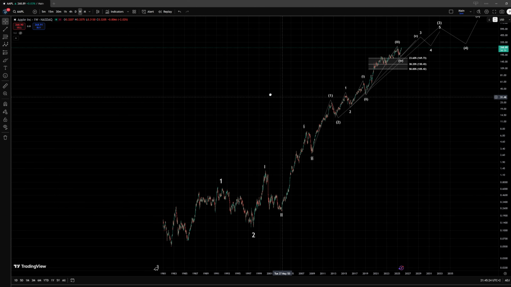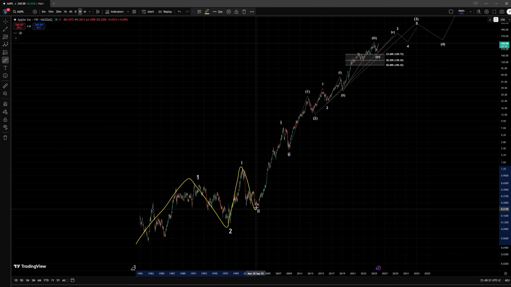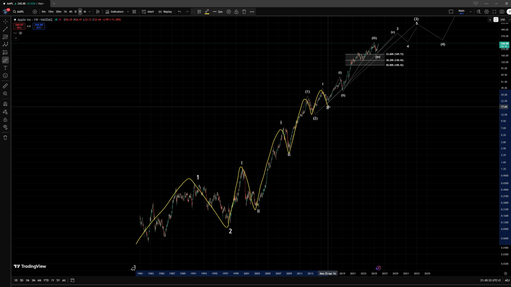In this video we are looking at Apple. It is time for another update, and on this chart we are tracking this series of 1-2 setups that have formed over the large time frame on this chart, and only now we are really looking to complete an initial third wave to the upside.